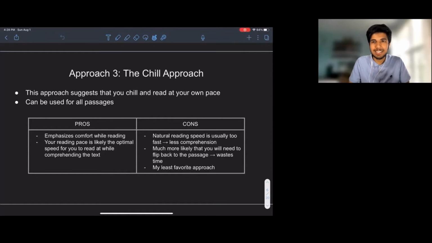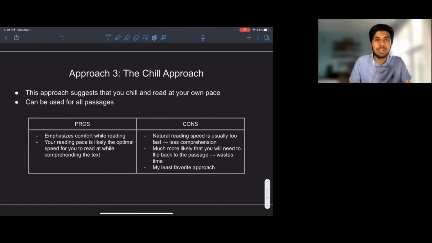Now let's look at the cons, and we'll see that they kind of tie in with the pros in some ways. The first thing is that our reading speed is usually too fast, and we aren't able to comprehend as much information as we would like. Why? Well, when we read stuff, we just read to understand what's going on. We're not reading to answer 15 questions afterwards.